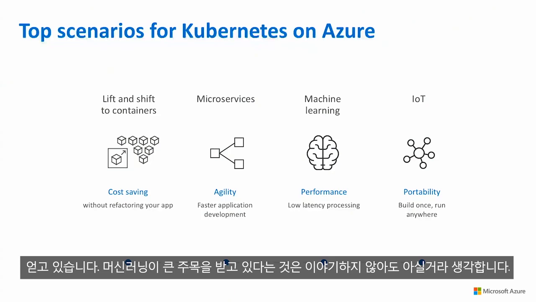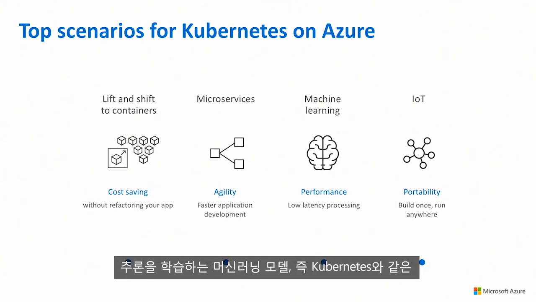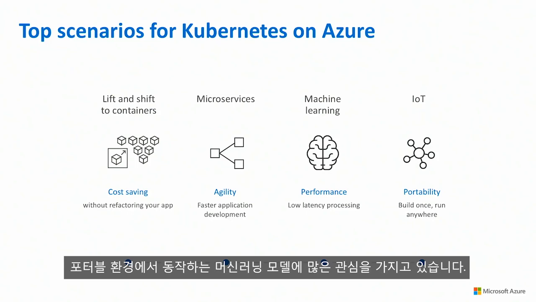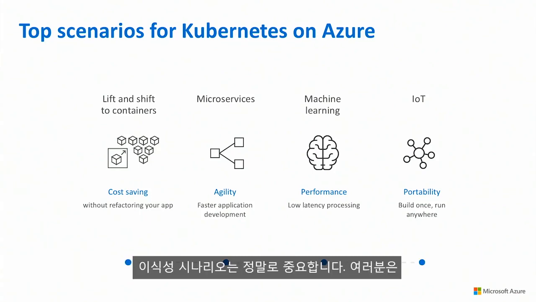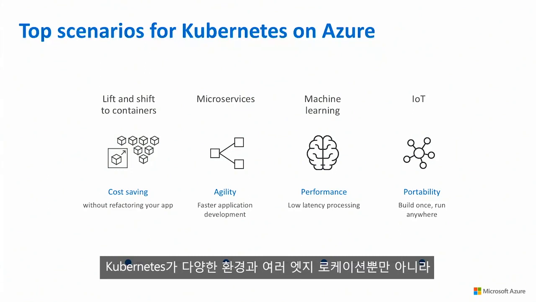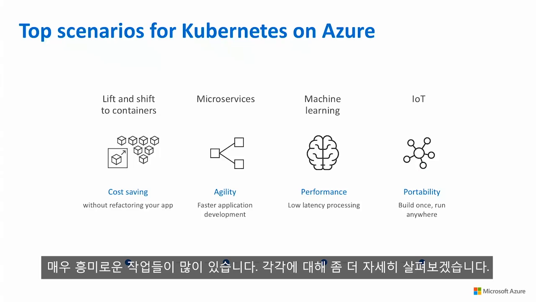I don't have to tell anyone that machine learning is pretty hot right now. And I would say that folks are interested in the performance of machine learning, as well as the ability to have these ML models, the training and inference, running on a portable environment like Kubernetes. And lastly is IoT. IoT is also a pretty big movement right now. We have a lot of customers who are seeing some success with IoT on Kubernetes, and here the portability scenario is really important. You want to make sure that Kubernetes can work in a variety of different environments and in different edge locations, as well as on very small form factor devices potentially. So lots of interesting work here.